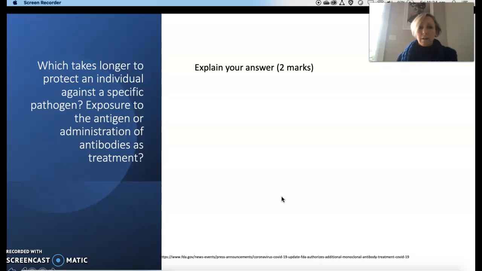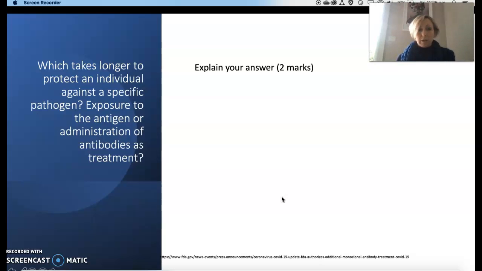We are going to start the lesson by opening up your spiral bound class workbook onto a yellow page, and let's do a warm-up question. So I've just written here, I would like you to consider which takes longer to protect an individual against a specific pathogen. Is it exposure to the antigen or administration of antibodies as a treatment? So which one is the slower or takes the longest?